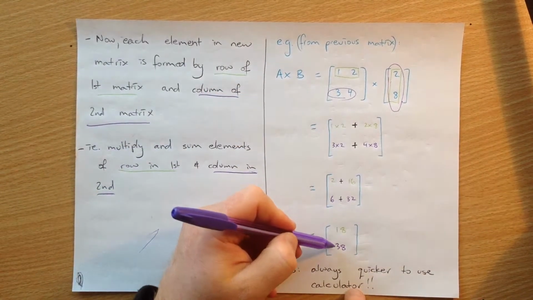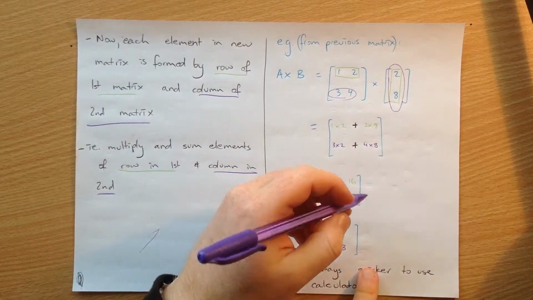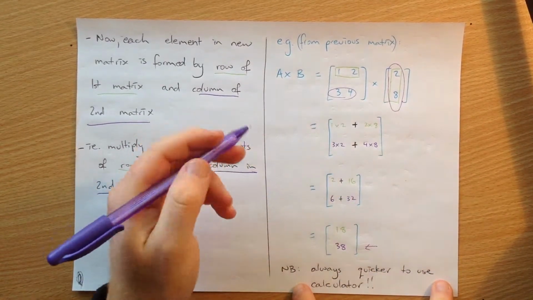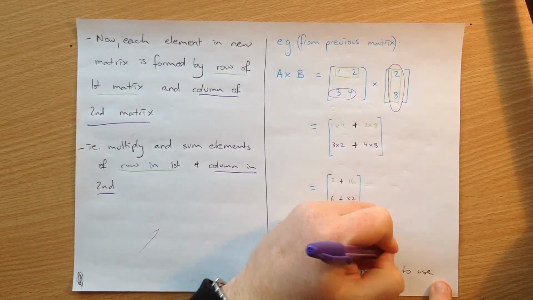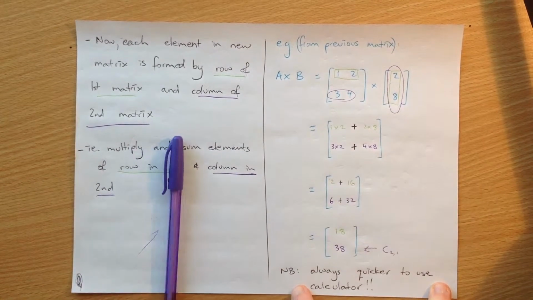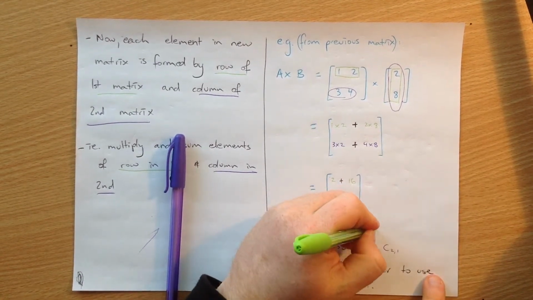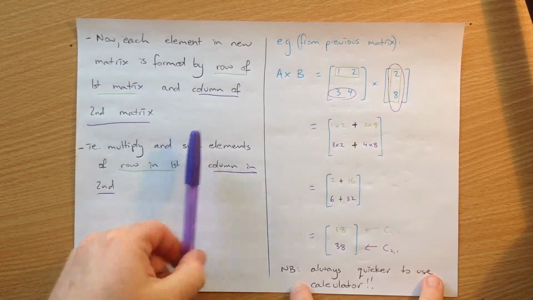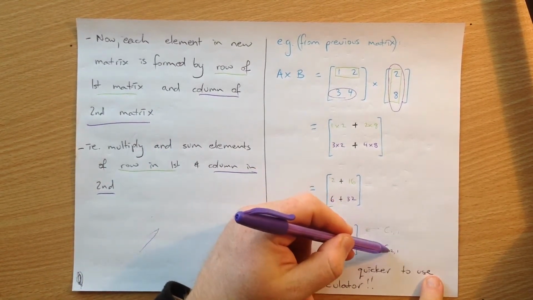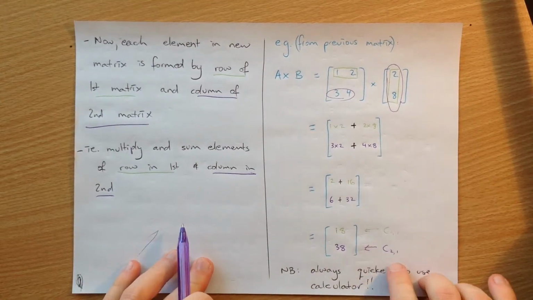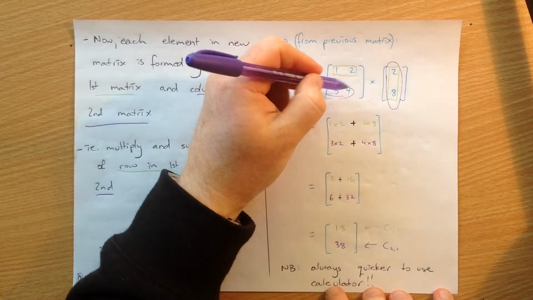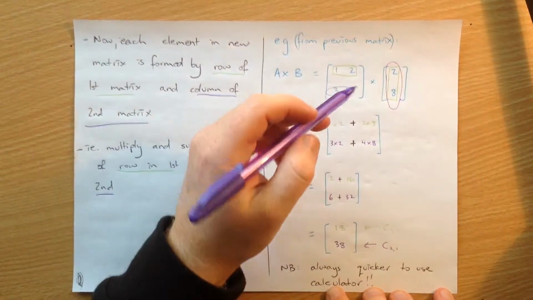Same thing, now we want to find this element here, let's call it C in our new matrix. C, second row, first column. So this we did the first row by the first column. Now we're going to do the second row times the first column, because we're looking for the second row, first column element. This is the purple bit.